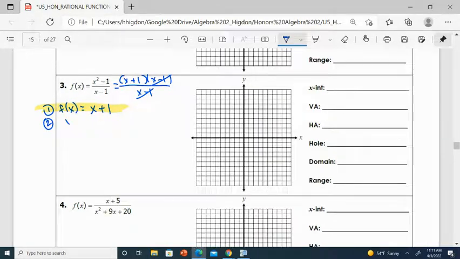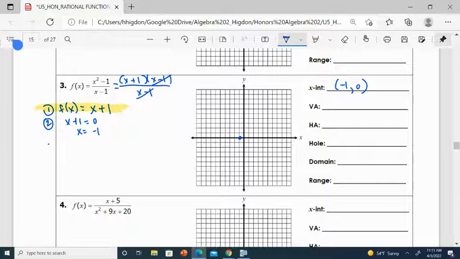Take that numerator, x plus 1, and I'm going to set it equal to 0. Subtract the 1. We get x equals -1. So there is your x-intercept, -1, 0, which, again, as a reminder, is also a root or a solution of the equation. Okay, so that's my x-intercept.